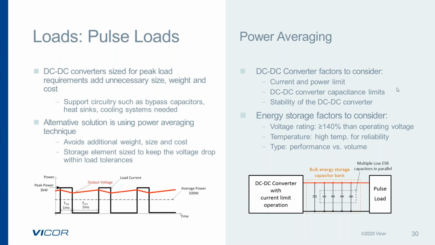And the consideration for the DC to DC converter is that it must be a current limited and power limited device, because as the pulse comes along, it will deplete the voltage on the cap. The converter will sense that the voltage has dropped, and now it has to be current limited, recharging that capacitor. And power limited, because at the very end of the charge cycle, we don't want to overpower the DC to DC converter. But this still becomes a much more efficient, much smaller, much more power dense system when you make use of power averaging.